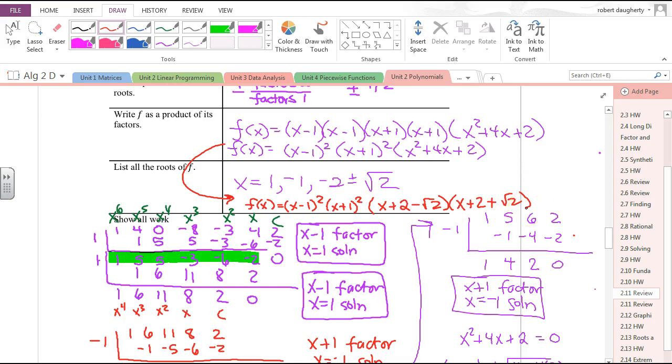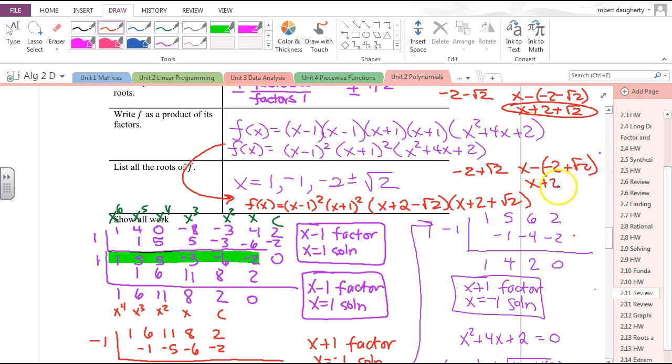So the way that comes into play: remember, if you've got negative 2 minus root 2, then x minus negative 2 minus root 2 is x plus 2 plus root 2. That's a factor. And then if you've got negative 2 plus root 2, then x minus that is x plus 2 minus root 2. That's where those two factors come from. So that is the complete factorization that comes from having all the roots. Okay? So once you have all the roots, you should be able to write all the factors: rational, irrational, and complex.